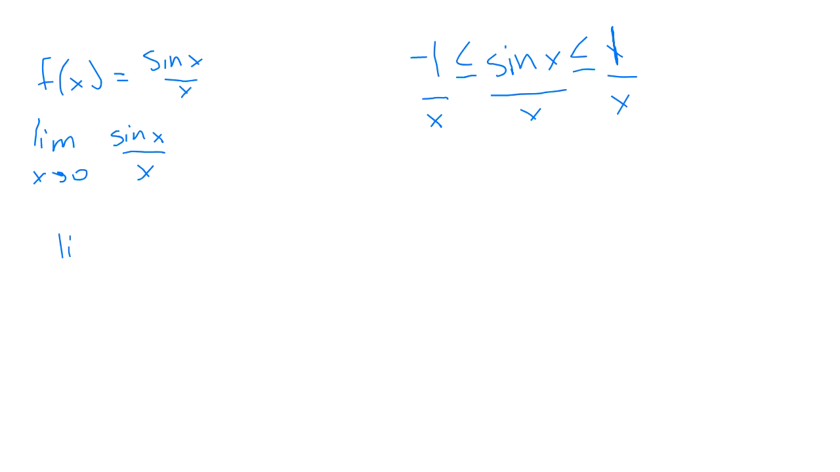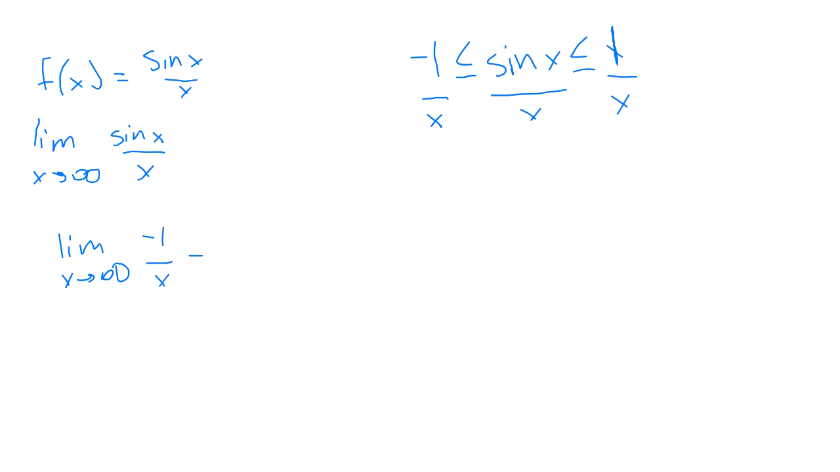So now we have the limit as x approaches... Excuse me, I wrote this down wrong. This is infinity. Regardless, this still holds. So we take the limit as x approaches infinity of -1 over x, and this is going to be 0.